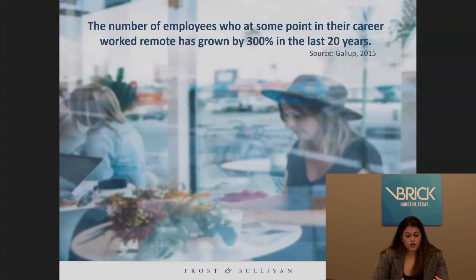So I think telecommuting, for example, is no longer a perk that's offered by just a few sporadic organizations here and there. It's become way, way more commonplace. According to this 2015 workplace survey by Gallup, the number of employees who at some point in their career have worked remotely has grown by 300% in the last 20 years.